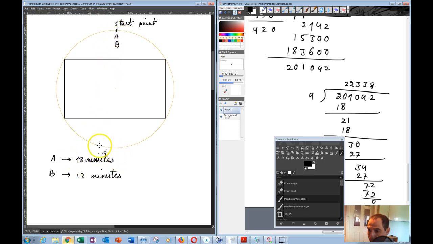So what that means is that person A is going to go around this circular path, and it takes him 18 minutes. So after 18 minutes, he's going to be back here. In 18 minutes, he's doing one round. And this person over here does that in 12 minutes. He's a little bit faster. So he does that in 12 minutes and he's back here. So that means that person B reaches the starting point before person A reaches here.